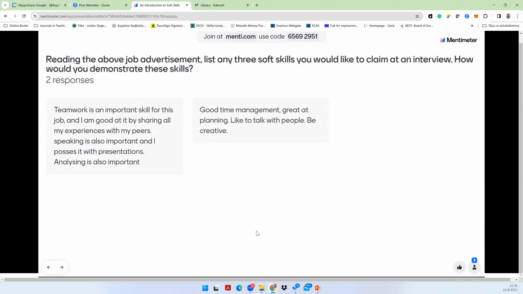For me, teamwork is an important skill for this job, and I am good at it by sharing all my experiences with my peers. Speaking is also important, and I possess it from doing many presentations. And I ran out of characters, so analyzing, I developed it in high school. And I can use it in this position.